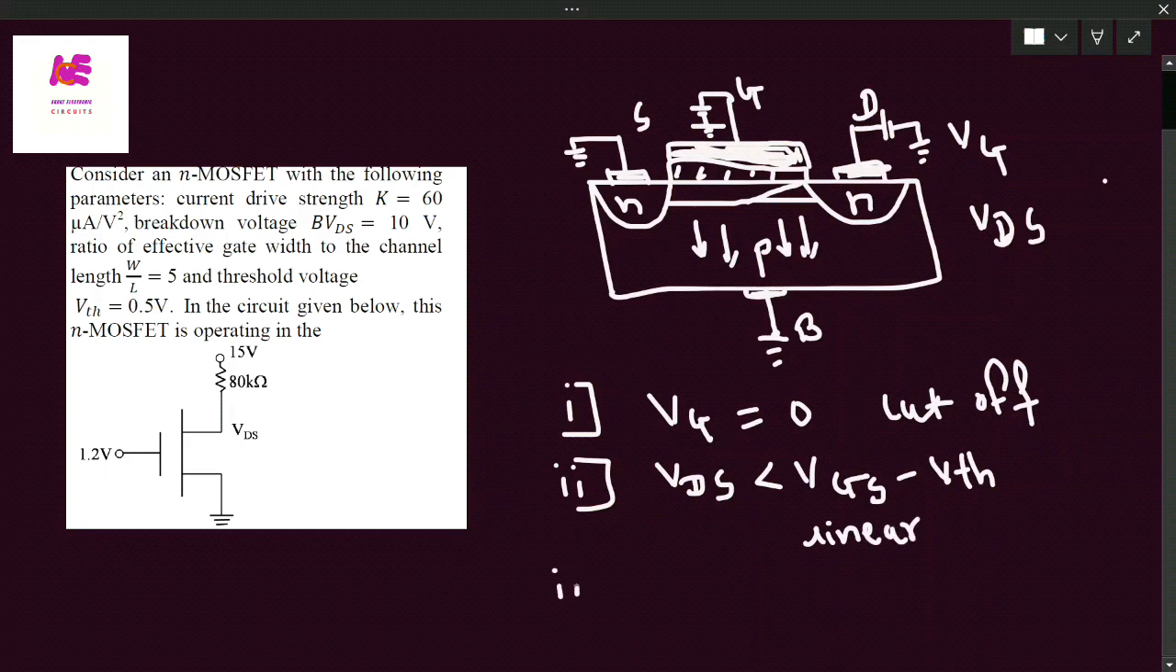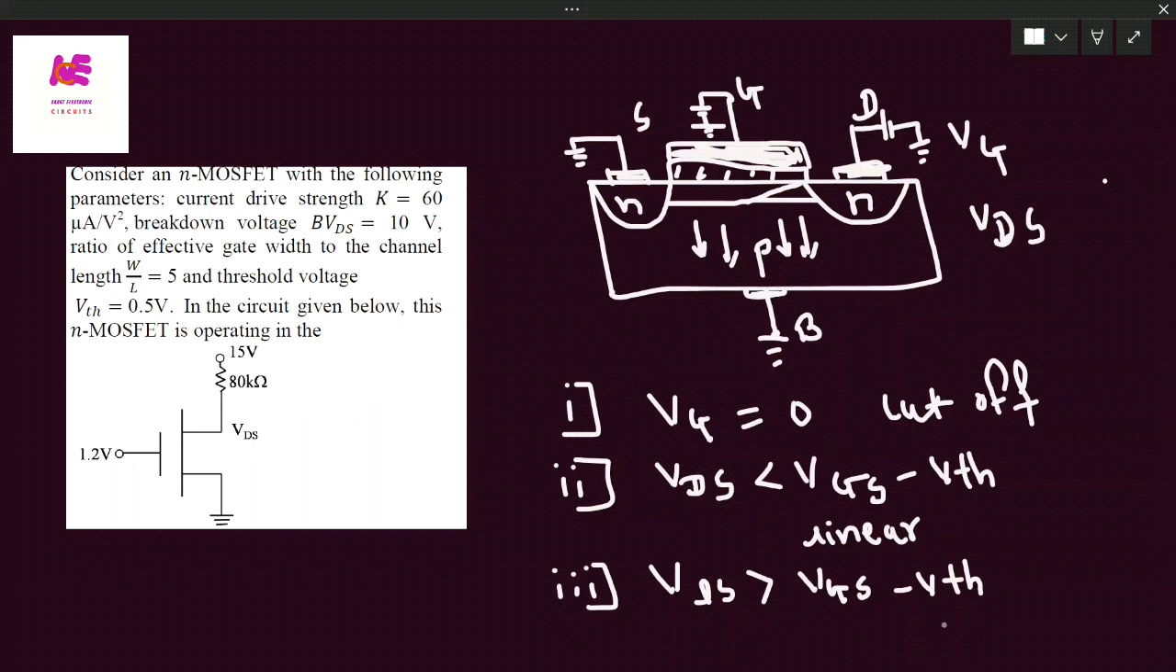And the third condition: if VDS is greater than VGS minus VTH, where VTH is the threshold voltage and VGS is the voltage applied across the gate and source terminals, then the MOSFET will be in the saturation region. This is about NPN type transistors. All the conditions that I have given are for the NPN type of transistors.